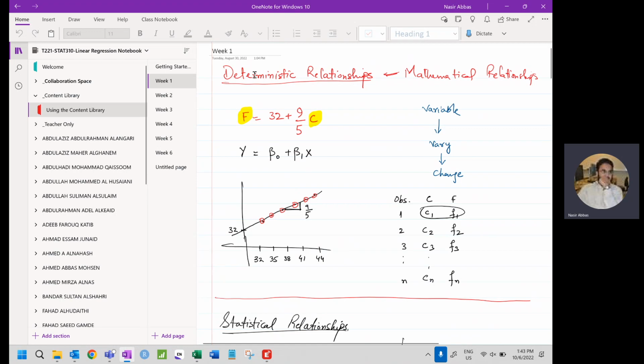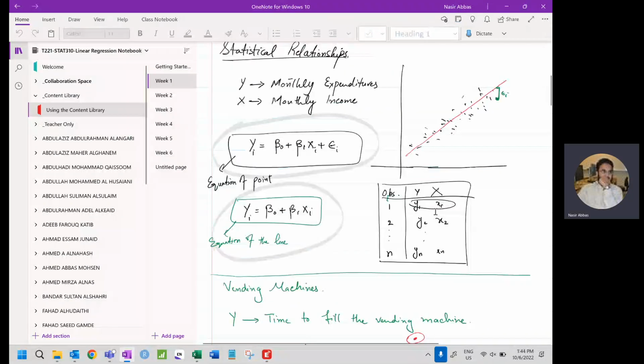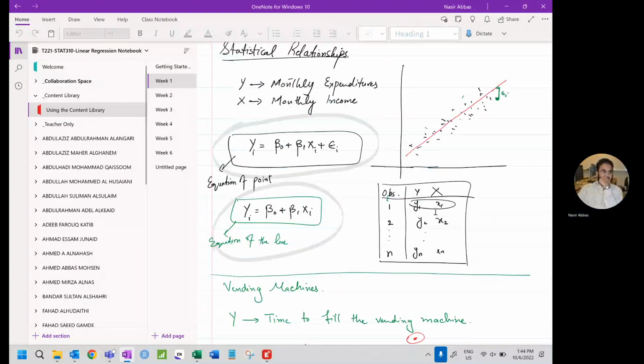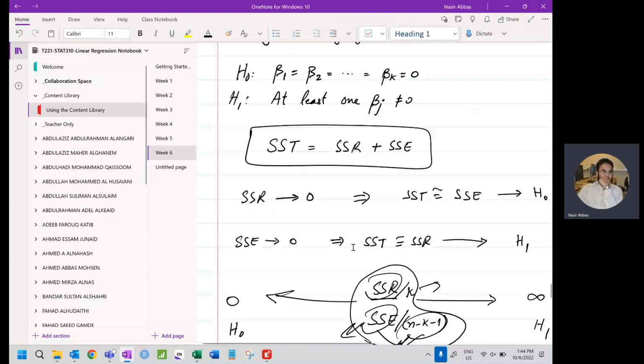When SSR is exactly equal to SST, this will only happen if all the points are on the line. And that will be a mathematical relationship, not a statistical relationship. There must be some error. In a statistical relationship, there will be some error. So that's why when I write here, I write close to and never equal to 0. When I write SSE, I write it approaching 0 and not equal to 0.